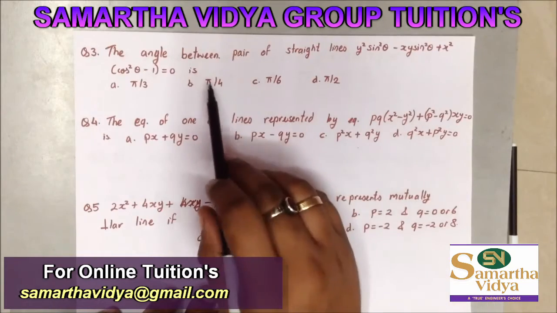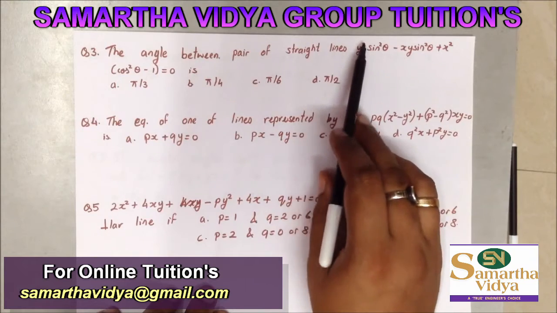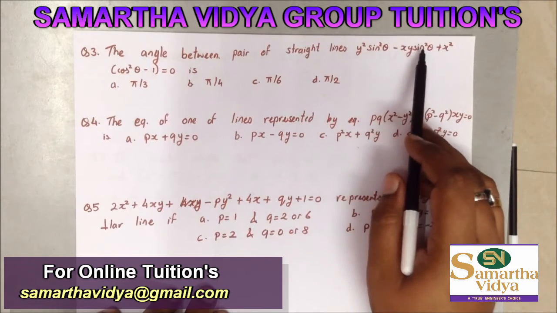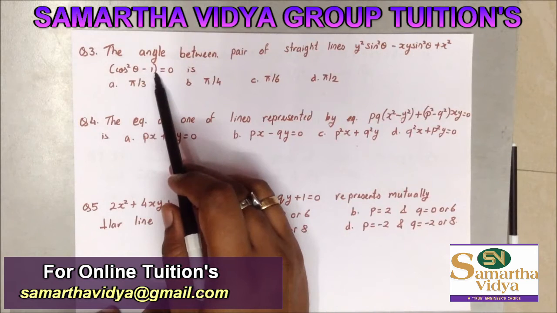Going to the next one, we need to find the angle between the pair of lines, which is y square sine square theta minus xy sine square theta plus x square cos square theta minus 1.